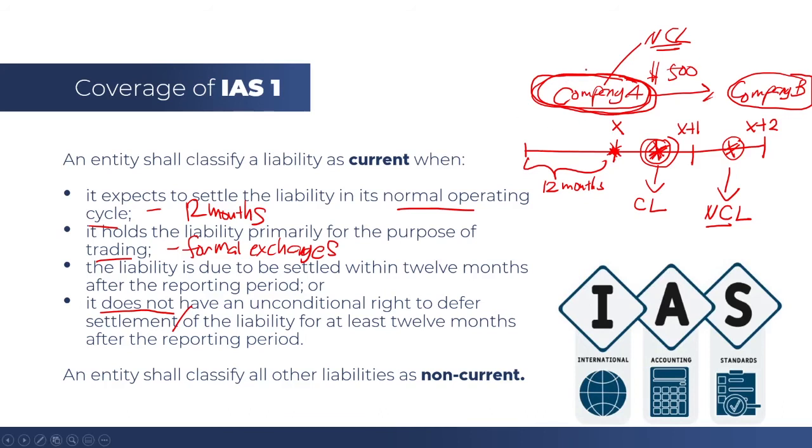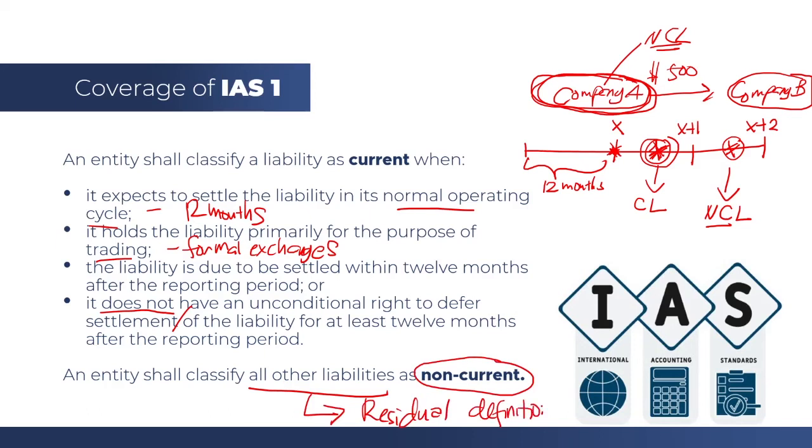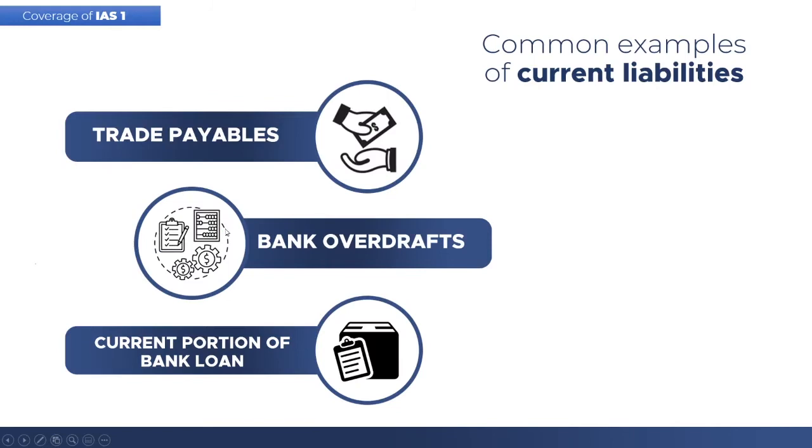I hope that's clear. So the entity shall classify all other liabilities as non-current. As with the assets, this is a very residual definition. We are now going to discuss some common current liabilities that you will see in the financial statements.